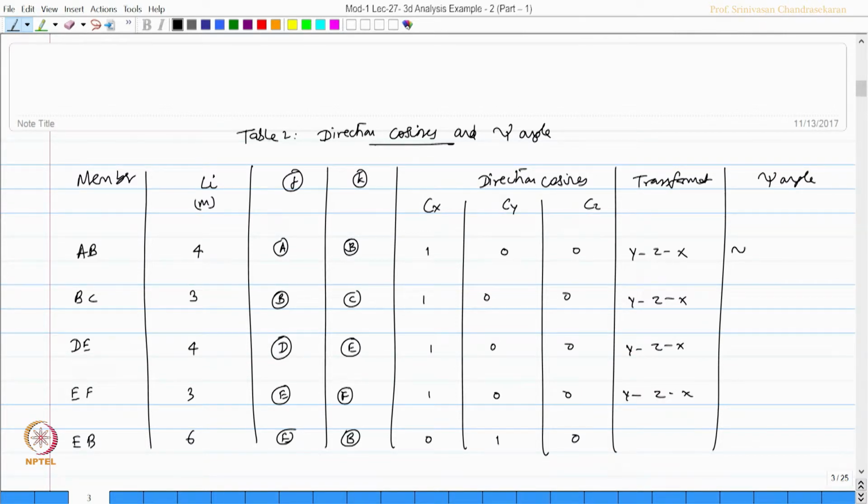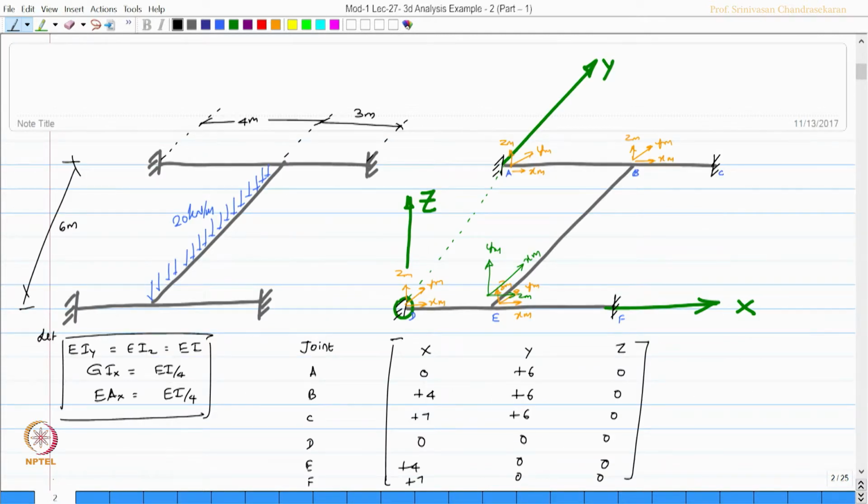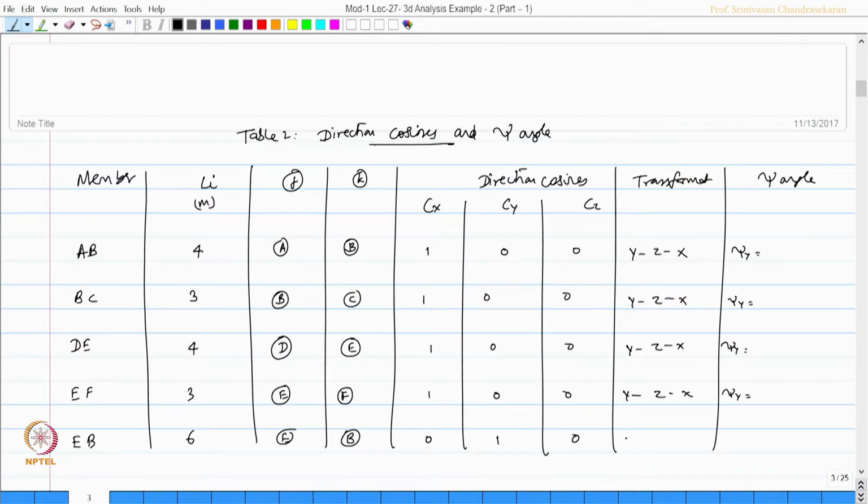So, I will get psi y. And for the 5th member, x is oriented with y, therefore, I cannot make y zx, I should recommend z yx transformation, I will get psi z by inspection. Okay. Now, what is the angle of psi y?